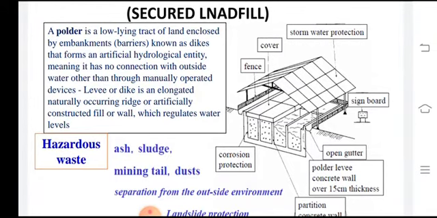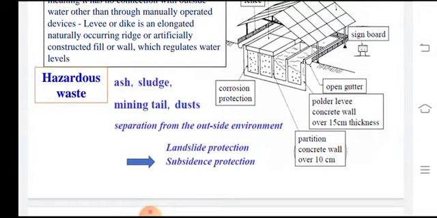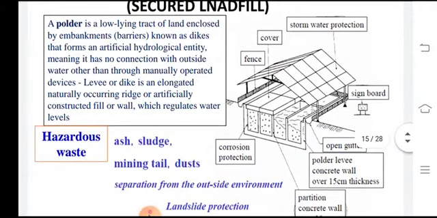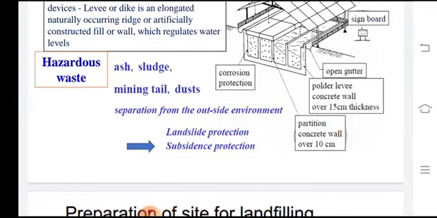and storm water protection. And every section must be properly separated from the other cells, so as to reduce interaction, because that interaction may cause negative impact and result in chemical activity. A polder is a low lying tract of land enclosed by embankments, so there must be barriers. Those barriers are used to separate the different sections of the landfill.